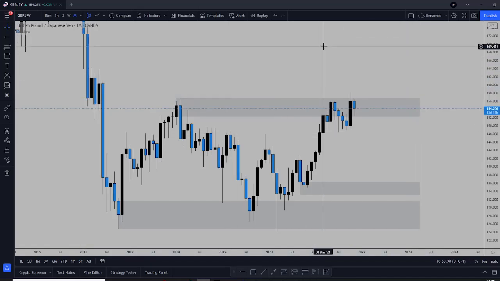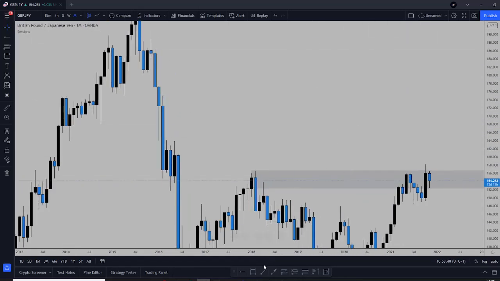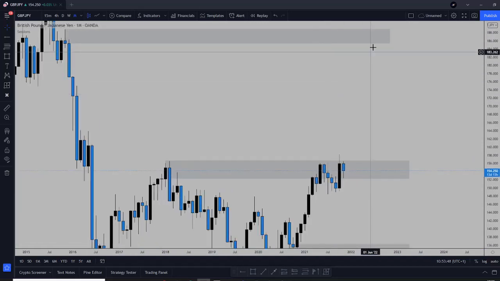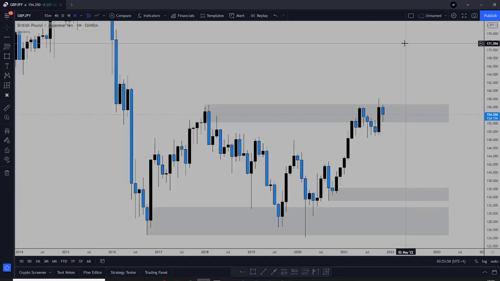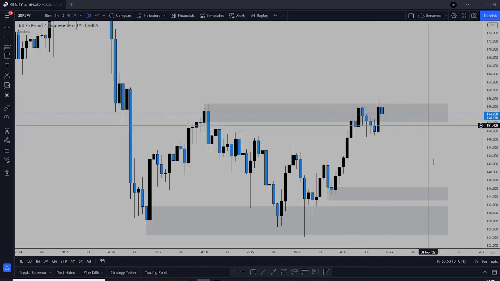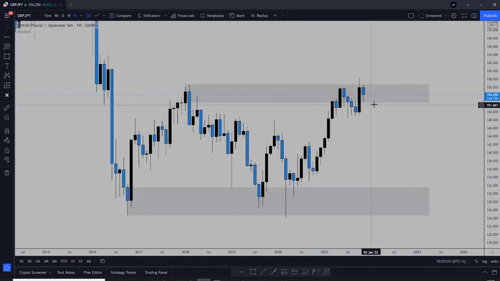So understanding this on the monthly is very important. We have some more monthly targets over here, but obviously these are very far away. These might get hit next year, the year after. We're still very, very far away from that. For now, we're focusing on this right here, which would be this monthly sell zone.